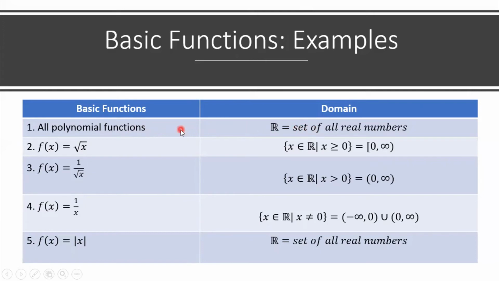So for example, if f of x is equal to x squared plus 2x plus 1, it's a polynomial, right? So we can immediately say that the domain of that function is the set of all real numbers. But how about f of x equal to square root of x? Now, for the square root of x, the domain is x greater than or equal to 0, because if x is less than 0, this will be undefined, or we can have an imaginary number, which is not a real number anymore.